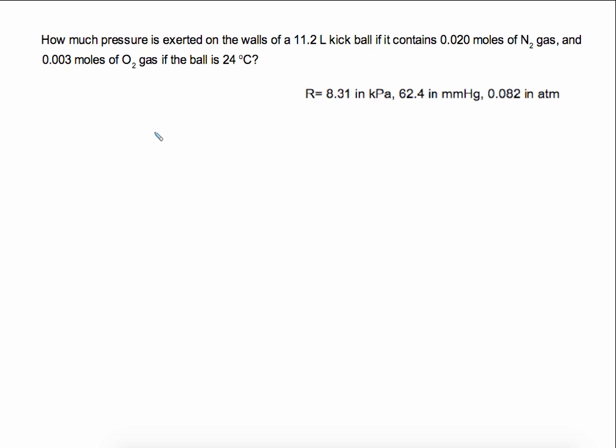How much pressure is exerted on the walls of an 11.2 liter kickball if it contains 0.02 moles of nitrogen gas and 0.03 moles of oxygen gas if the ball is 24 degrees Celsius? Okay, so why don't you pause the video and try this one. The only tricky part with this one is it's giving you 2 mole numbers, but remember Dalton's partial pressure, that the total pressure is going to be equal to the pressure of gas 1 plus the pressure of gas 2. Okay, so you just have to add these pressures.